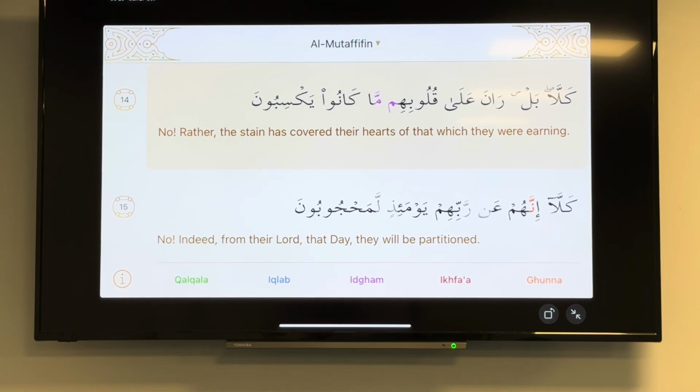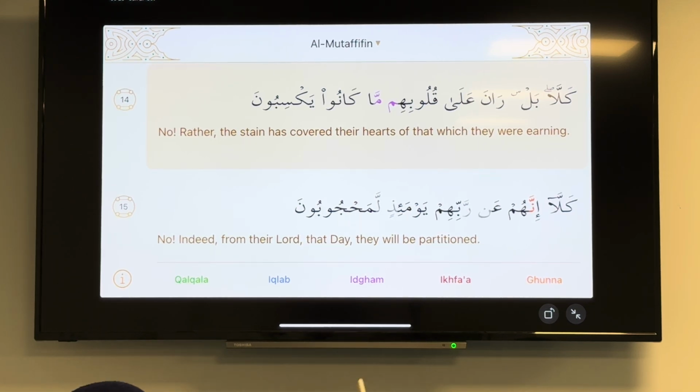Because both of these letters come from the same makhraj. Remember we discussed last time, when two of the letters come from the same place, there is a certain rule. I can't remember the name of the rule, but you pronounce it as one. So qulubihim ma. You pronounce the mim one time.